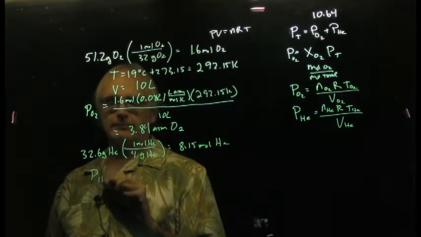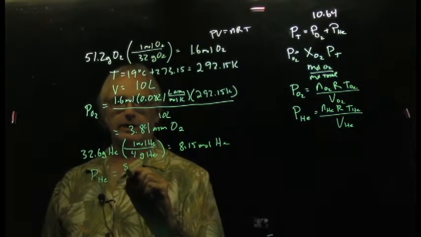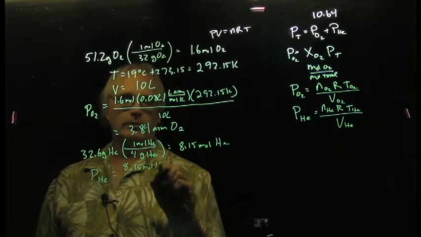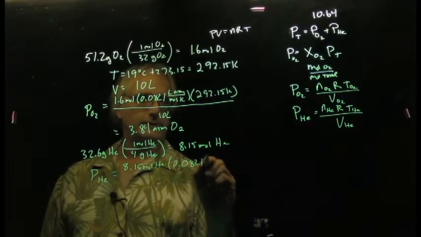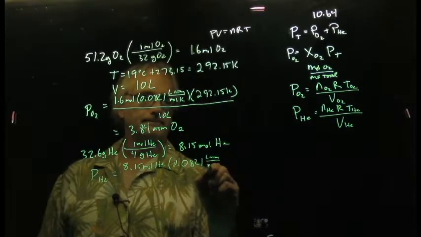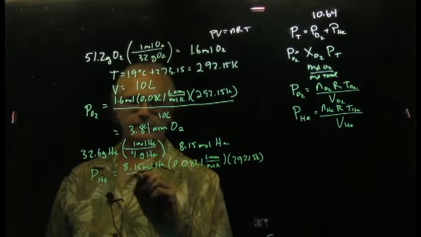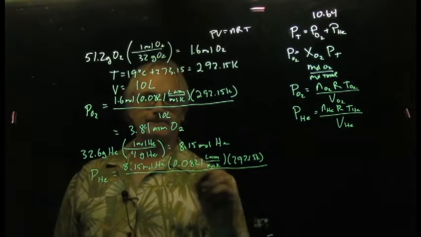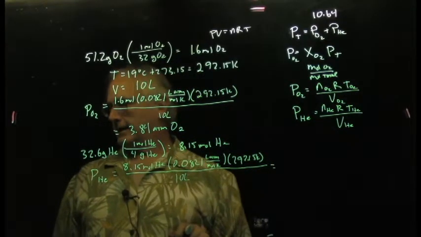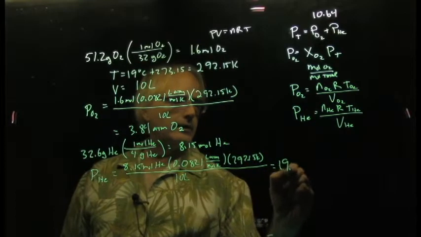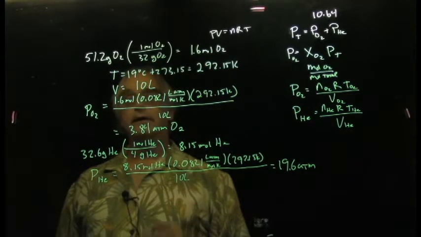The partial pressure of the helium here is almost identical to this calculation. We simply change to the 8.15 moles of helium here. The gas constant, I haven't read that they've changed it since we did the first one, so I'll use it again. 292.15 Kelvin, because it's the gas mixture, it all has the same temperature, so I can use this temperature again. 10 liters, and doing the magic calculator dance on this one, I get 19.6 atmospheres.